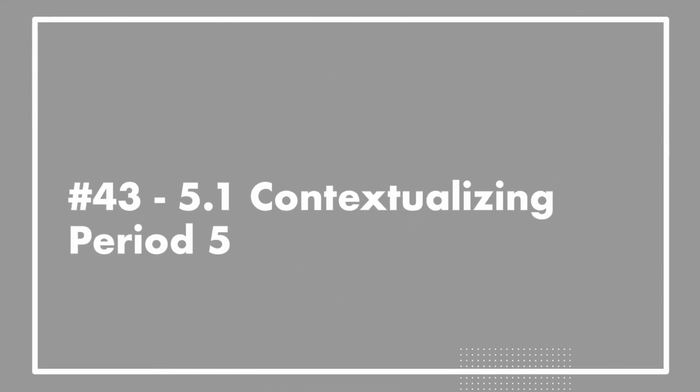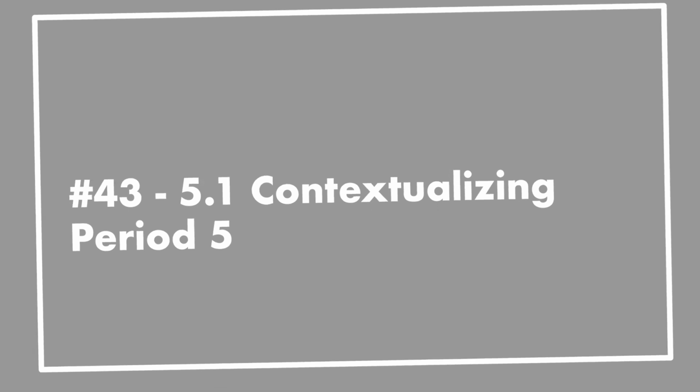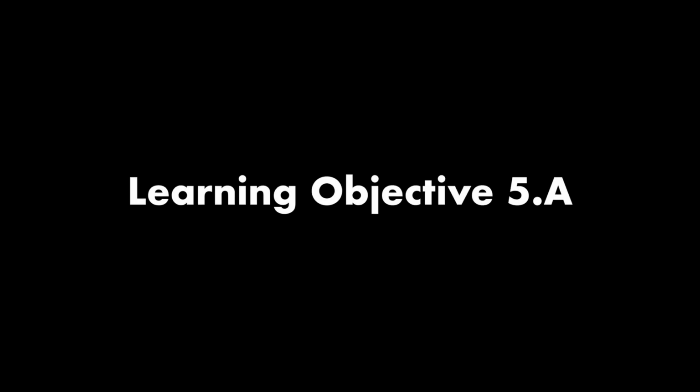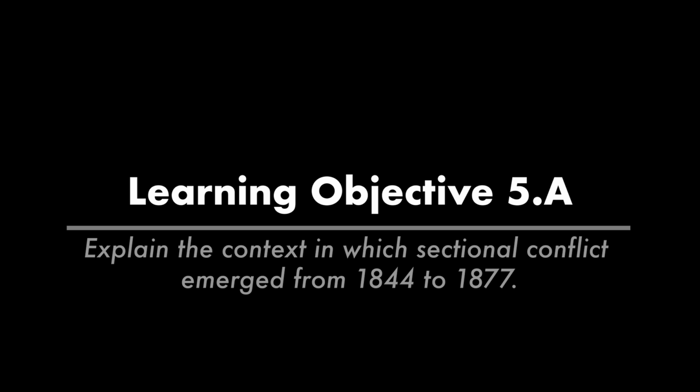Hi, and welcome to the first lecture of Period 5, 5.1, Contextualizing Period 5. Period 5 covers the years 1844 to 1877. Now, that's all of the years that will include the Civil War and Reconstruction. The learning objective is explain the context in which the sectional conflict emerged from 1844 to 1877.